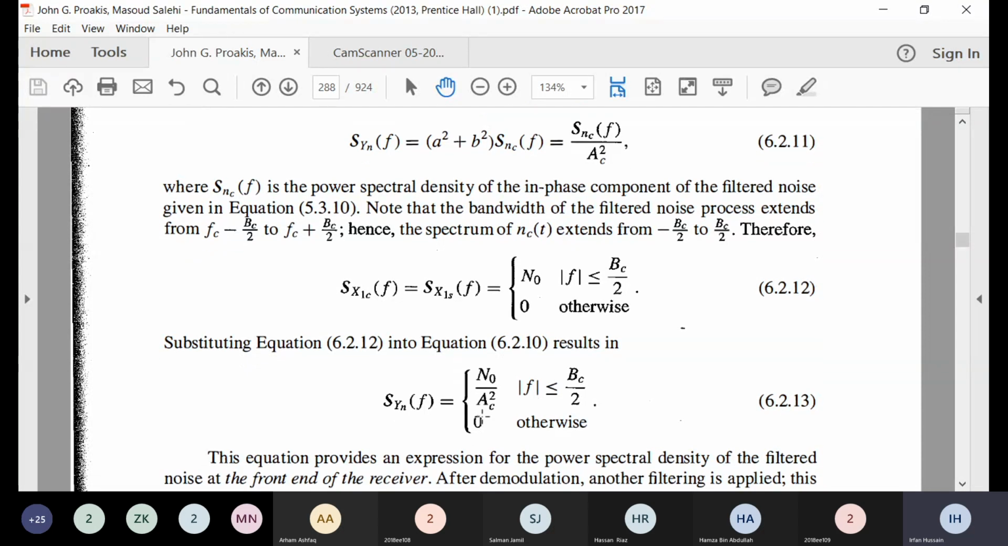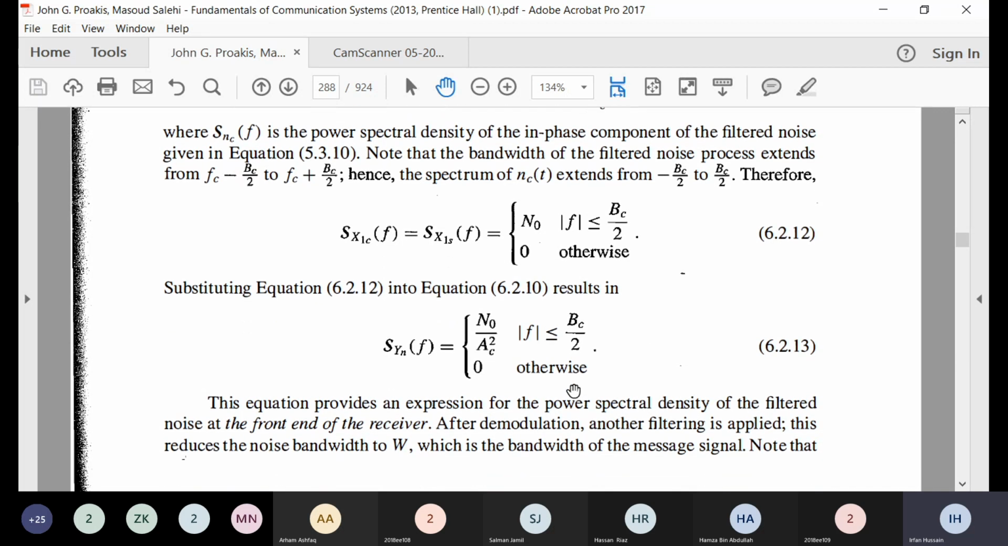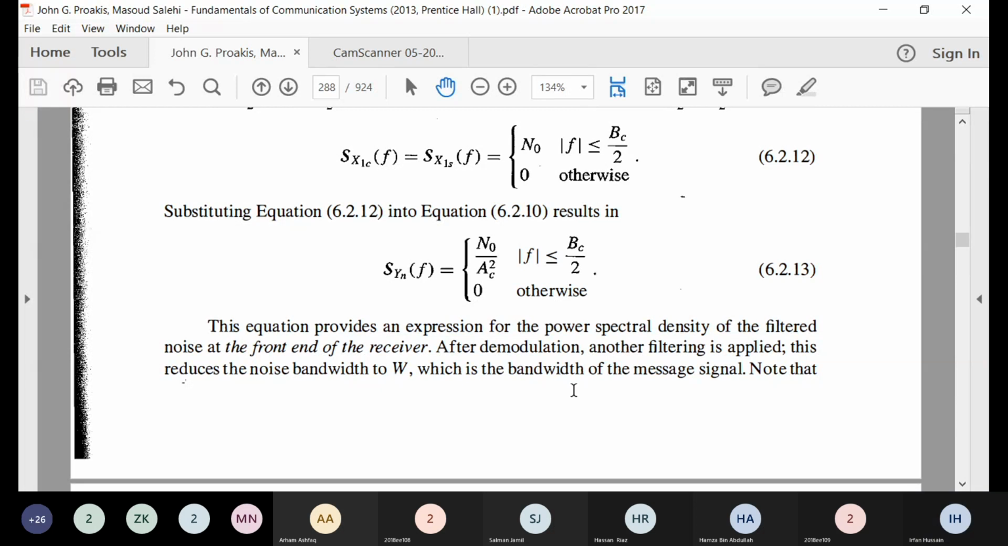So we have found the value of this SNC. I just put this value of SNC, which is the height of N naught, in this equation. So SYFN comes out to be N naught over AC square, and the bandwidth is restricted to BC over 2, but negative to positive, it goes from minus BC over 2 to plus BC over 2. So this provides an expression for the PSDs. We have just derived this expression.